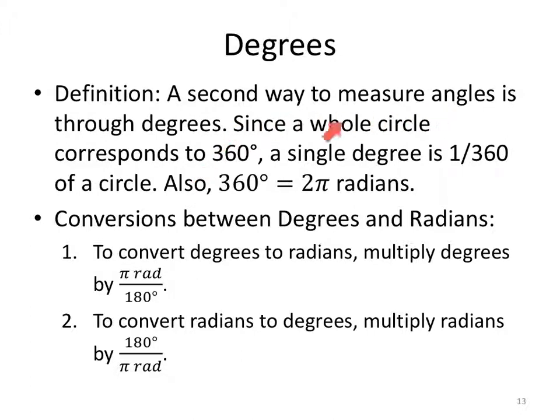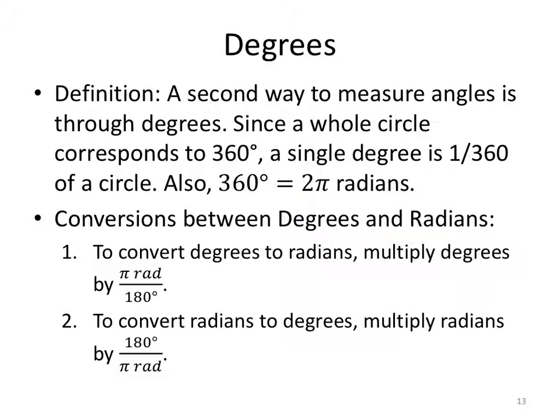So a second way to measure angles is through degrees. A whole circle corresponds to 360 degrees. So a single degree is 1/360th of a circle. I can't even imagine trying to draw that for you. Also, 360 degrees is equal to 2 pi radians. So if this is true, we could divide both sides by 2. I'll get 180 degrees is equal to pi.